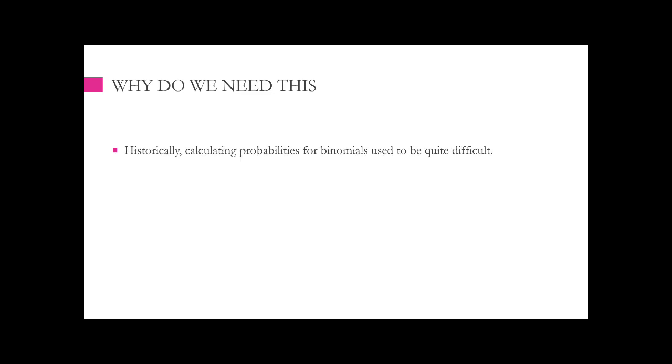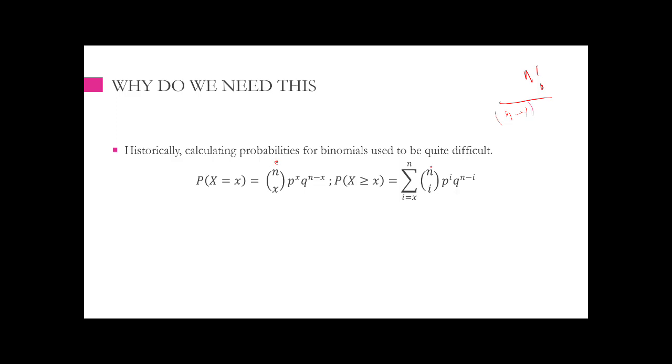Historically, calculating probabilities for binomials used to be quite difficult, right? Whether you're calculating a particular value or the probability that it's greater than or equal to some value, both of these calculations have this binomial coefficient. And the binomial coefficient has a lot of factorials, at least three. Those can be quite difficult because factorials aren't an explicit function. In order to calculate a factorial of size n, you need to multiply n things.